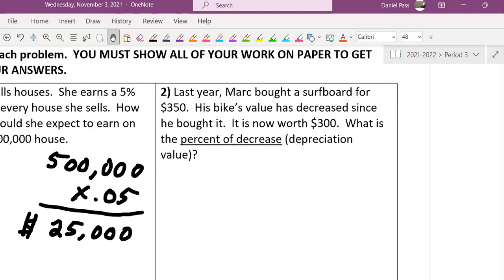So last year, Mark bought a surfboard for $350. His surfboard's value has decreased since he bought it. It is now worth $300. What is the percent of decrease?